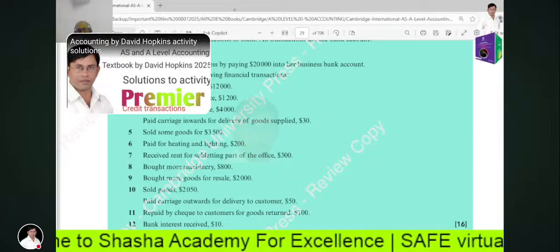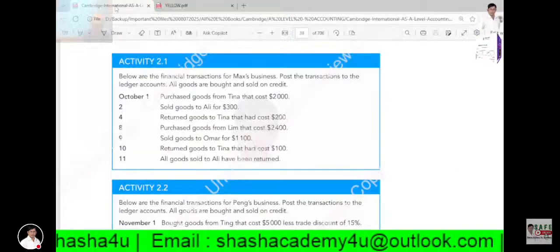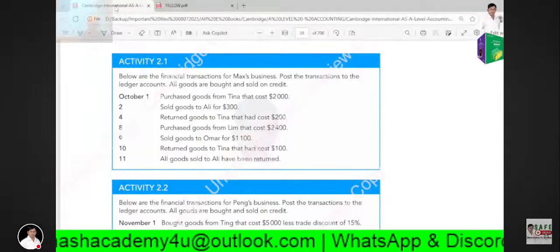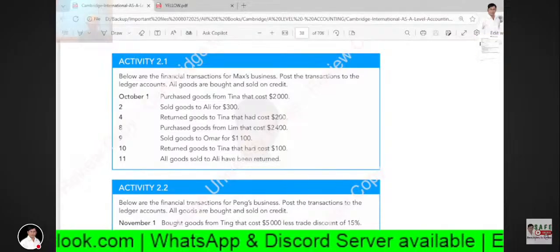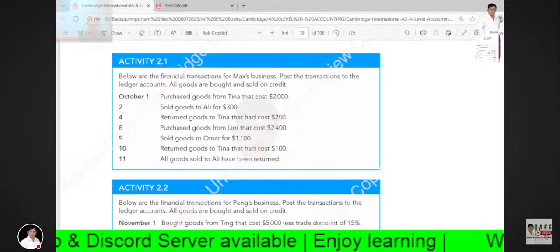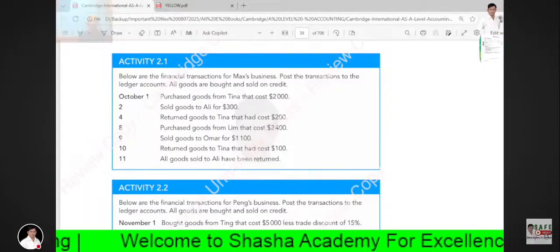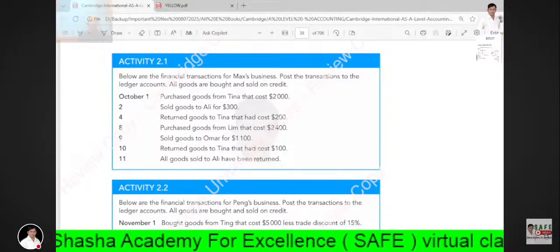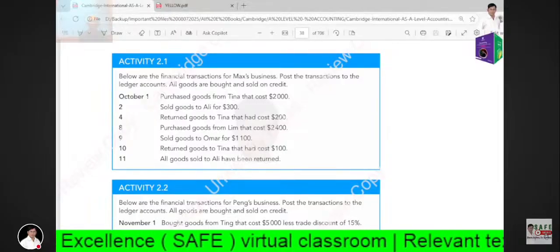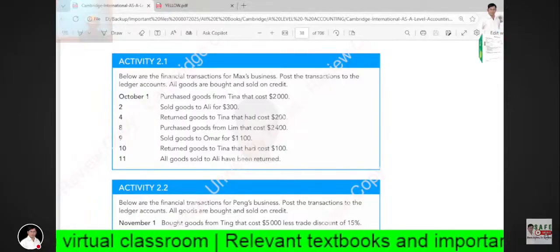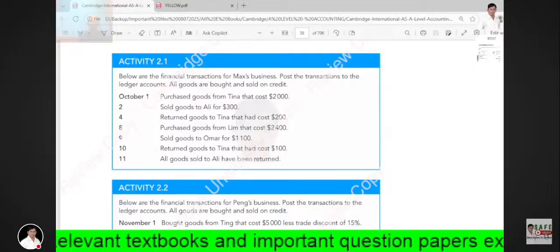So we are going with 1,80,000 plus 60,000 plus 2,80,000. Dear friends, welcome to Shasha's virtual class. Today we'll discuss activity 2.1. This is David Hopkins' latest textbook. So we'll start.